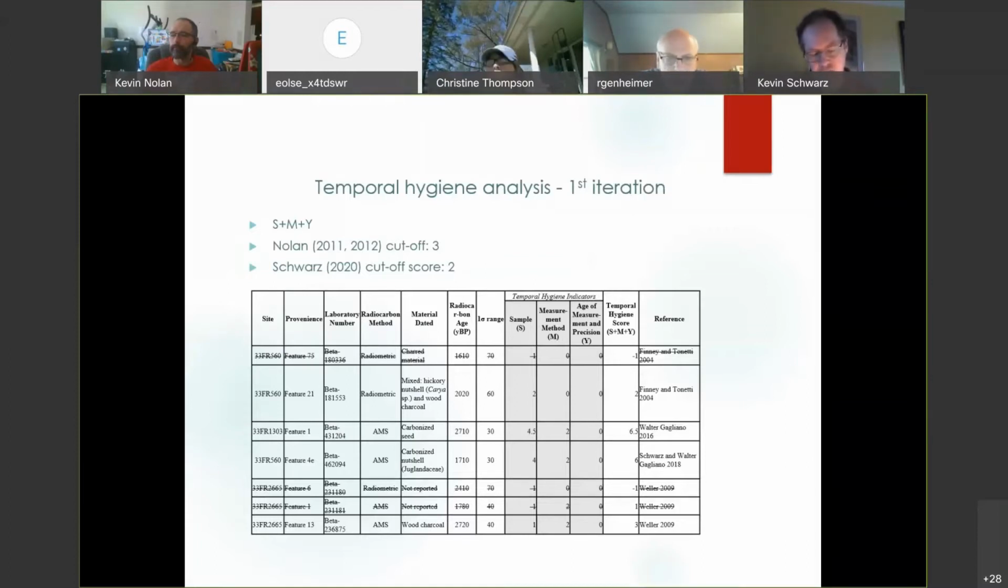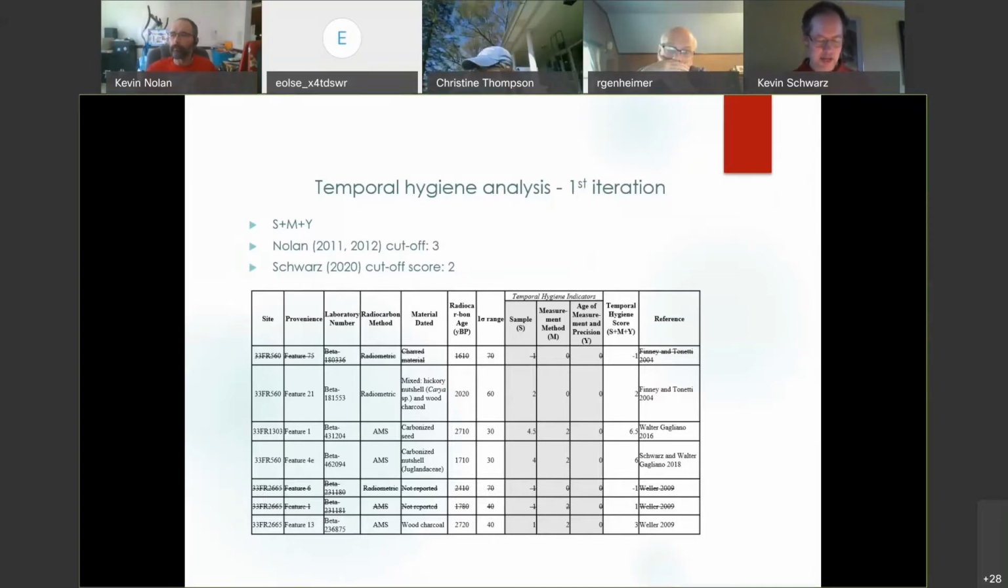Now in the method, as you recall, if you saw the paper or read the subsequent publications, for example, an annual production like a seed or a nutshell gets a higher score than wood charcoal or an unidentified material. And that's going to be critical in what I'm going to talk about. And then there's various score metrics for the other 2 variables.